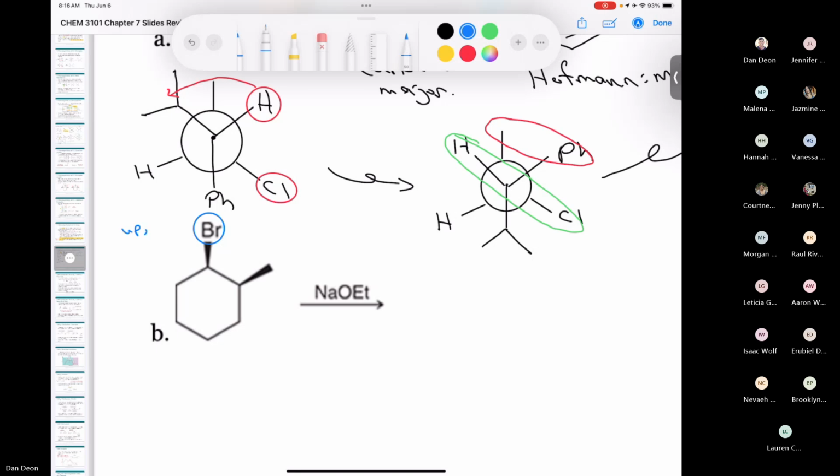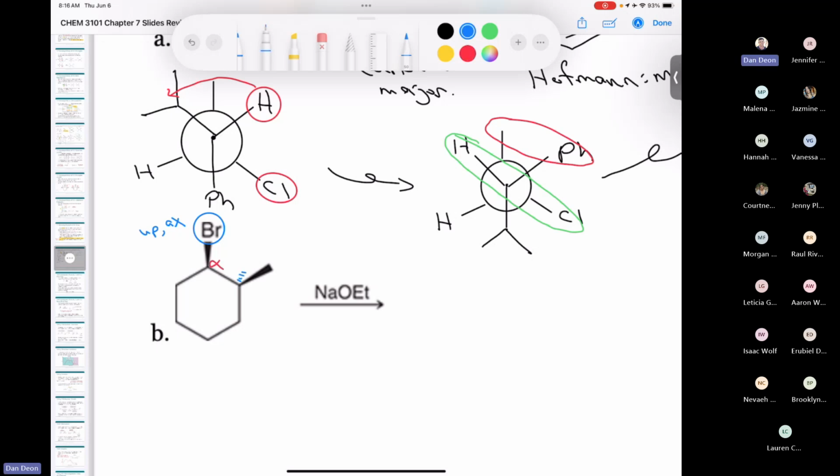Exactly. It has to be up and axial, right? Because the only way that you can have a leaving group and a proton being antiperiplanar in a cyclohexane is for both groups to be axial. So if the bromine is up and axial, that would mean that here is our alpha carbon, and we've got two types of beta protons, don't we?